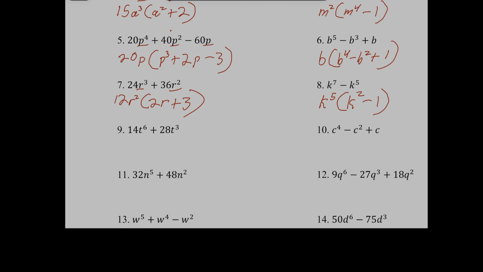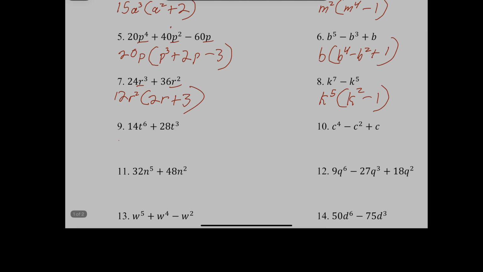Let's go on to number 9, okay? I can see that 14 will go into 28, so I'm going to write 14. I have 6 T's, I have 3 T's, I'm going to pull out 3 T's. What's left over on the first one? Well, my numbers are gone, but I had 6 t's and I pulled out 3, so I'm going to be left with 3. Plus 28 divided by 14 is 2. I pulled out all my t's. I am done.